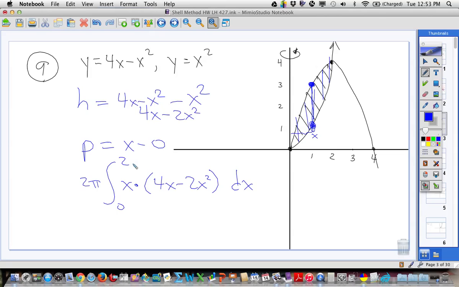Now, somebody in the other class asked about this one. Now, if you were going to do a disc washer, what would it be? Well, there'd be empty space here, right? So you would have a radius that would go to the outer edge, and you'd have a radius that would go to the inner edge.